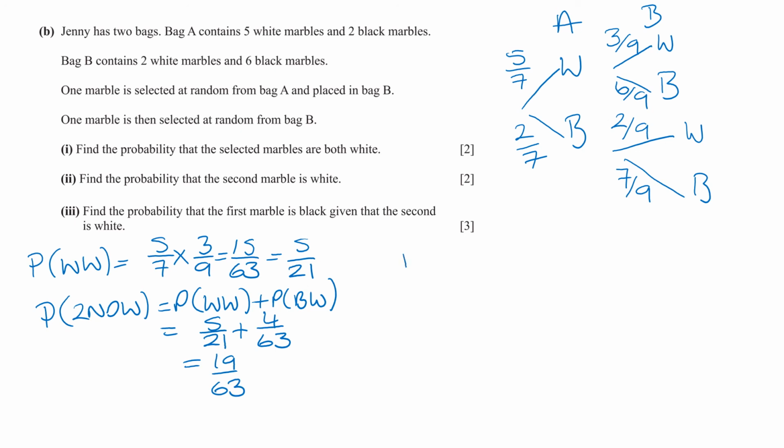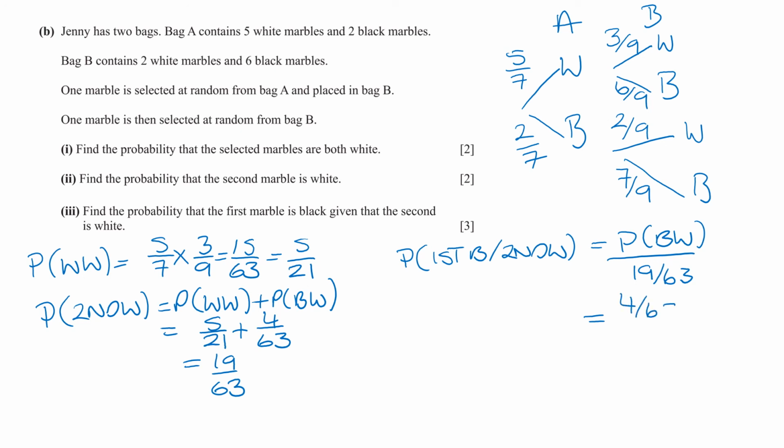And then finally we want the probability that the first is black given that the second is white. Well, that will be the probability of black white divided by 19 over 63. So that is 4 over 63 divided by 19 over 63, 4/19.